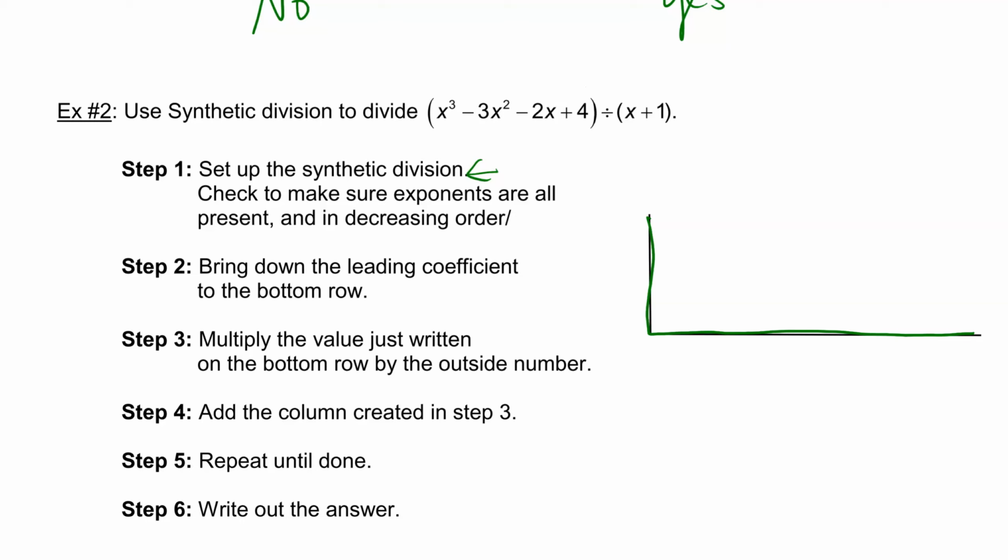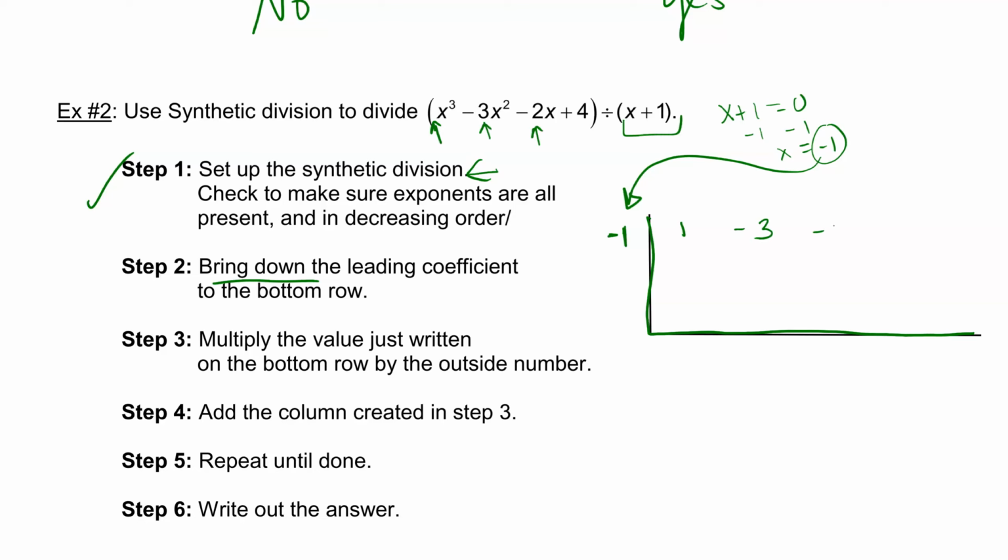Bring down the leading coefficient to the bottom row. First, I need to make sure I fully set it up. Whatever I'm dividing by is called the divisor. I set it equal to 0, and you solve to get what x is equal to. This number is what you put over here. So I put 1 there. Then you bring down the leading coefficient to the bottom row. So this coefficient right here is 1. The next coefficient is -3. The next coefficient is -2. And the last coefficient is 4.